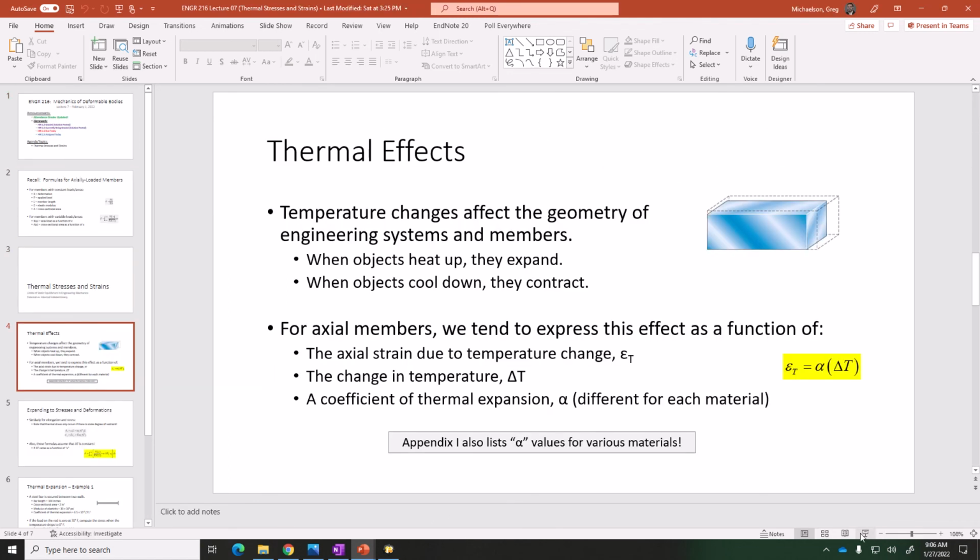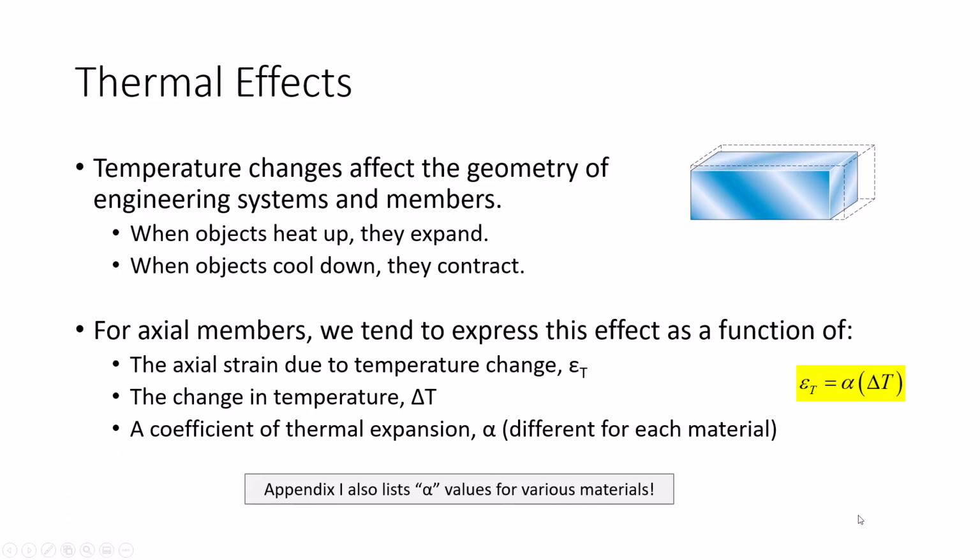The way that we handle thermal effects is really simple. What we define is that for every degree of temperature change, we get an additional or reduced amount of axial strain. So if I have an element that's subjected to a 50-degree change in temperature, I take 50 degrees and multiply it by a coefficient of thermal expansion, and that coefficient will tell me how much strain I get per degree change in temperature, and that tells me the axial strain I get. Now, alpha is a material property.